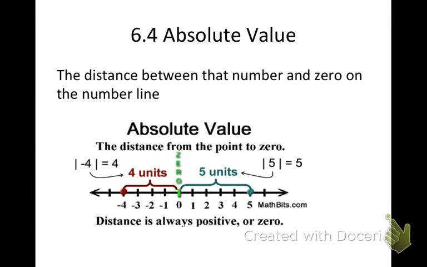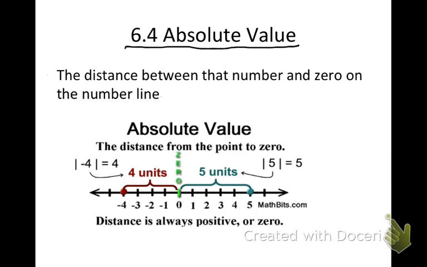We are starting section 4 of chapter 6, which looks at absolute value. So please write this down in your notebook. We're going to copy down the title, 6.4 absolute value, and then we're going to write down the definition. So copy this down. The absolute value is the distance between that number and 0 on the number line.